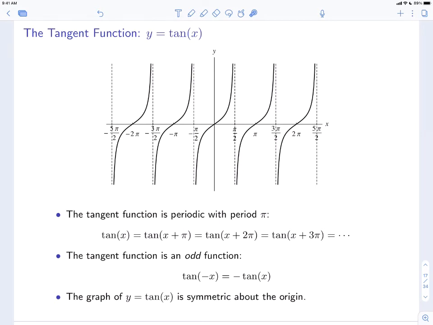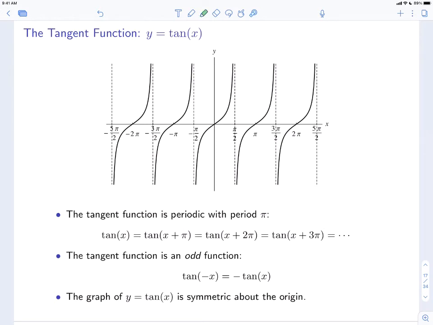The tangent function is an odd function. This isn't really surprising because tangent is sine over cosine. Sine is odd and cosine is even. So if you have an odd function divided by an even function, you get another odd function. So that's why tangent is odd. And of course, being odd, that means it's symmetric about the origin. If I rotate it around the origin, I get the same graph.